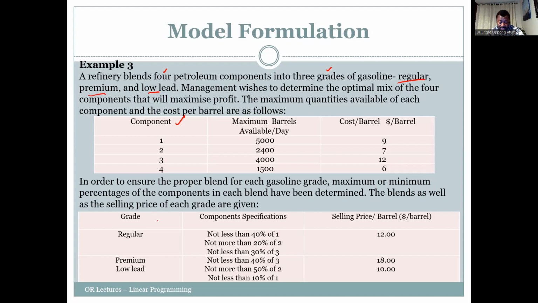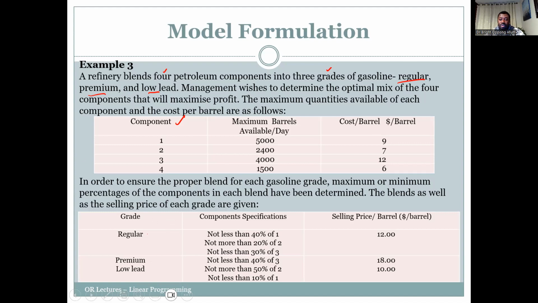So we have the grade, that's regular, premium, low lead, and we also have the component specifications. For regular, there should not be less than 40% of component 1, not more than 20% of component 2, not less than 30% of component 3, in that order, and similar for premium, not less than 40%, and low lead, not more than 50% of component 2 and not less than 10% of component 1. Then we have the selling prices, 12, 18, and 10. So how do we formulate this problem?